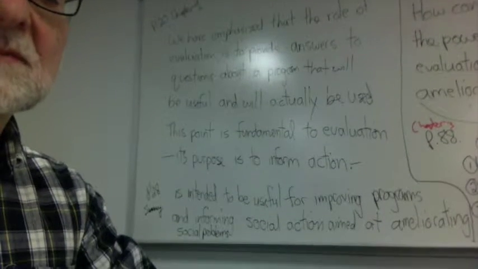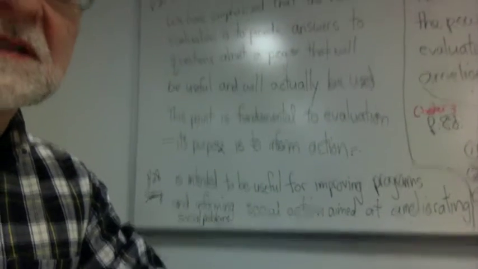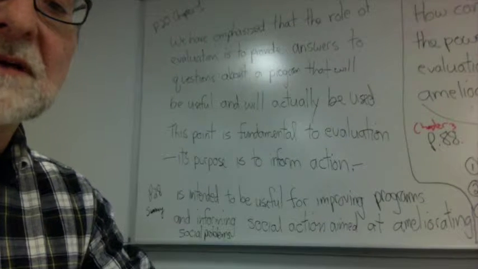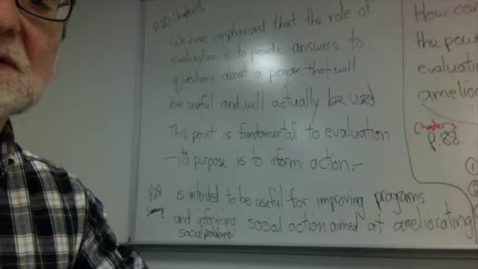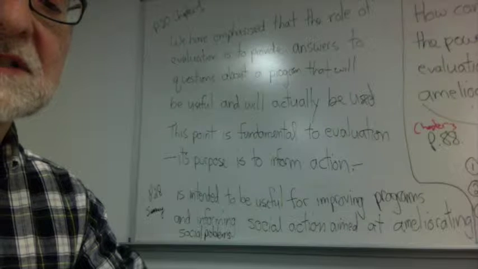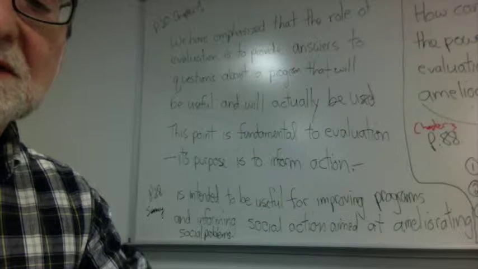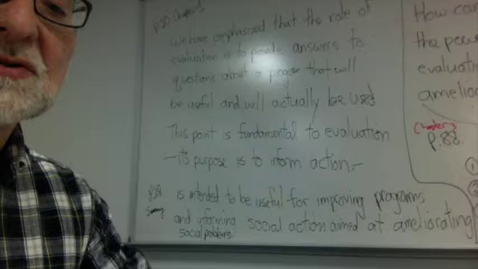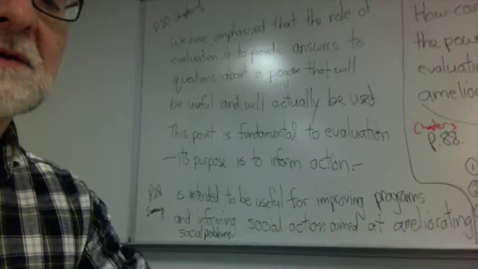And then in the summary of that first chapter on page 28, he says, program evaluation is intended to be useful for improving programs and informing social action aimed at ameliorating social problems. Why do I go back there to start? Because as you do your final project, remember that all of this is geared toward actually making improvements in the program.